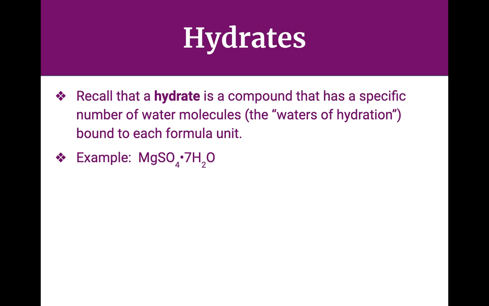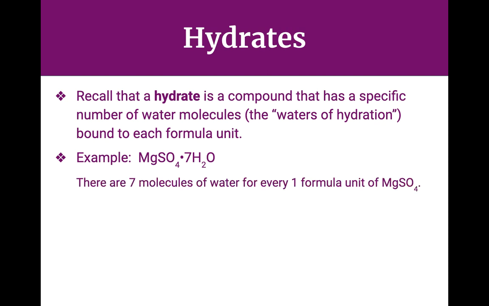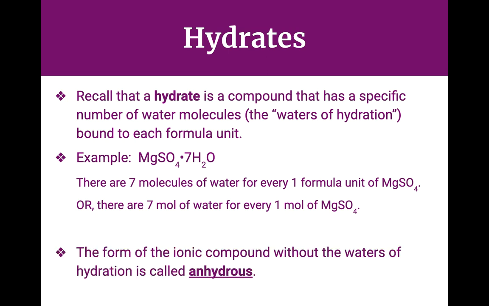So for an example, MgSO4 7H2O, that's a hydrate, and it's telling you that there are 7 molecules of water bound to every 1 formula unit of magnesium sulfate. Another way to say that is that there are 7 moles of water for every 1 mole of magnesium sulfate. And some terminology that you'll hear is when the waters of hydration are removed from the ionic compound, we call that the anhydrous version of the ionic compound.